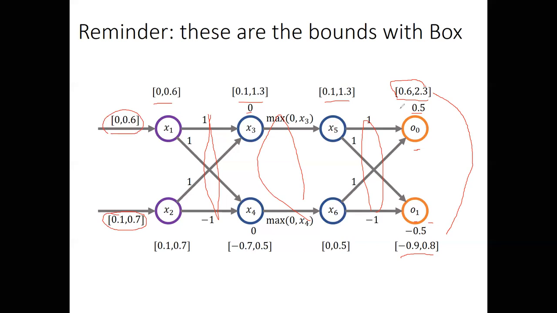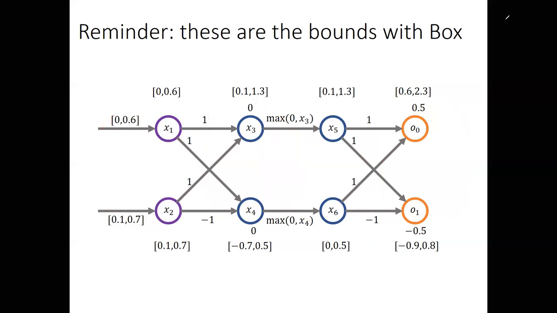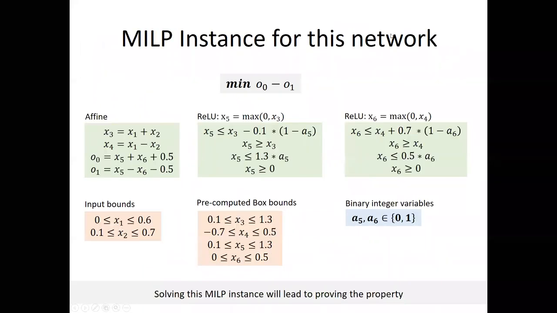And so using just the simple box analysis, we are not able to prove that O0 is strictly greater than O1. This motivates us to use the mixed integer linear solver, in the hope that this indeed holds and we are able to prove it. Of course, it may not hold and then it would fail, but maybe it holds and would succeed. In this case, it holds. Just the box analysis was too imprecise. So let's take our network together with the box bounds and encode it using the encoding that we saw. How would this look?